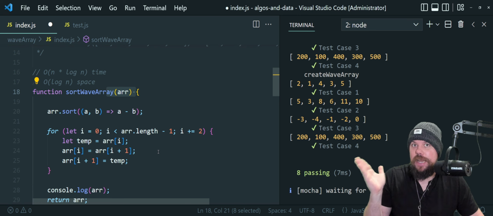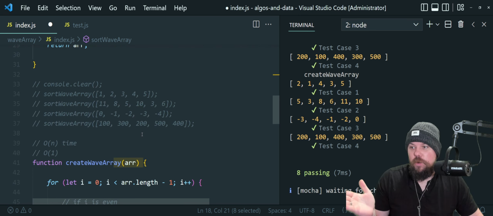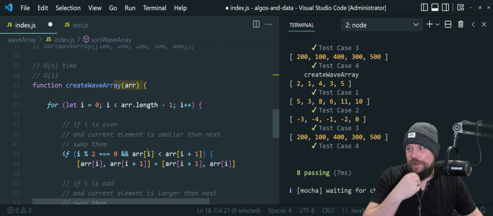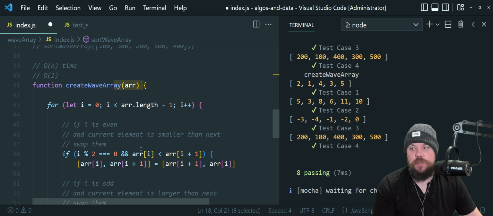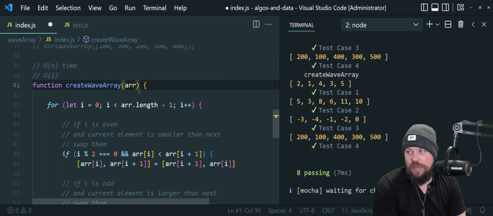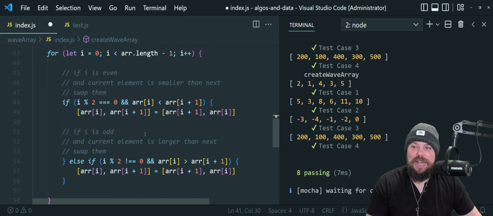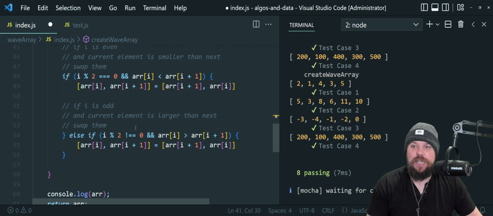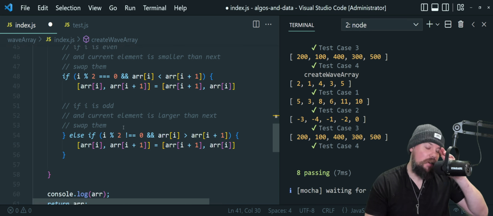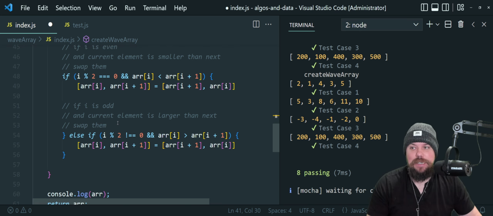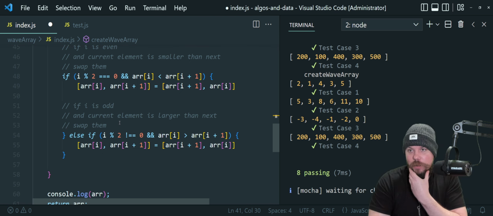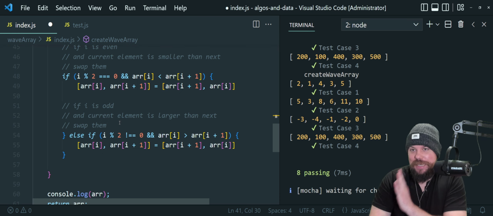You're going to get a consistent output for any given input, whereas this one could create different outputs depending on the sort order of your inputs, right? So you don't have a unique output with create wave array. And it's definitely less intuitive, right? Like, I had to pause and make sure I was saying this correctly with the logic here to make sure that I could describe the idea to you guys and gals out there. So it's definitely going to be less intuitive.